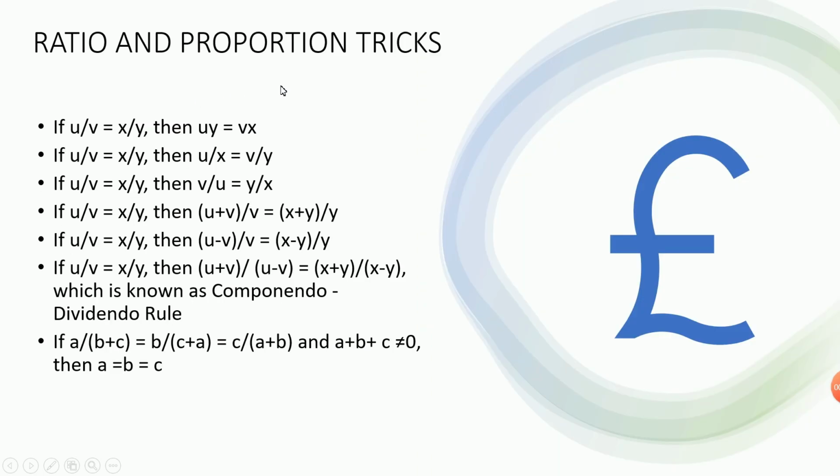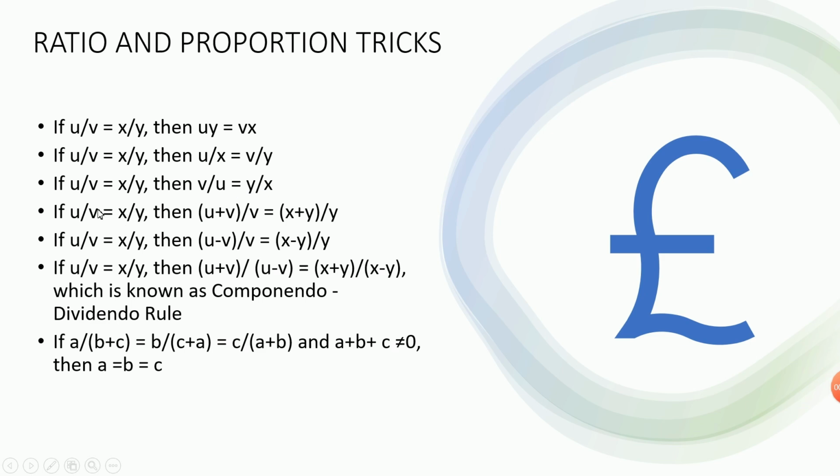And some of the tricks they have given. I won't call it a trick because all these things you already know, because these are basic arithmetic problems, addition and multiplication and all. So U by V equal to X by Y means then UY equal to VX. That is one trick. Then U by V equal to X by Y means we can easily interchange, so U by X equal to V by Y. That also applies here, so V by U equal to Y by X.